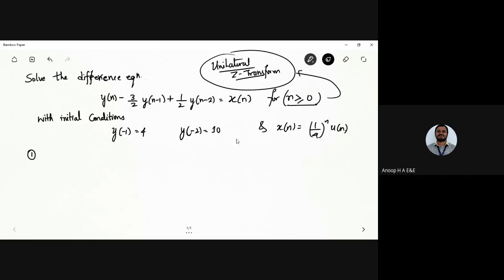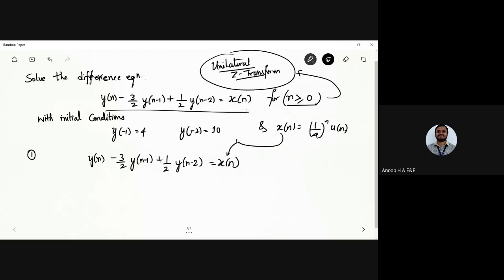So this equation, let me write it down here: y(n) - 3/2 y(n-1) + 1/2 y(n-2) = x(n), where the input x(n) = (1/4)^n u(n). Now I have understood that I need to apply the unilateral Z transform. Let me apply the Z transform approach here. So the Z transform of y(n) is equal to Y(z).